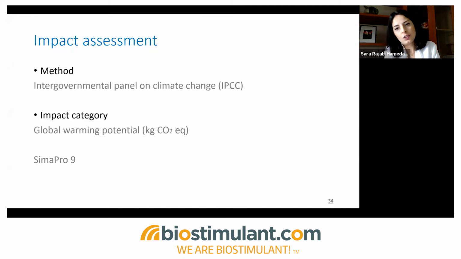Various softwares are available to develop an LCA model, including general softwares such as SimaPro, GaBi, or OpenLCA, and also specialized software. But here we developed the LCA model in SimaPro software as it's more professional than the others.